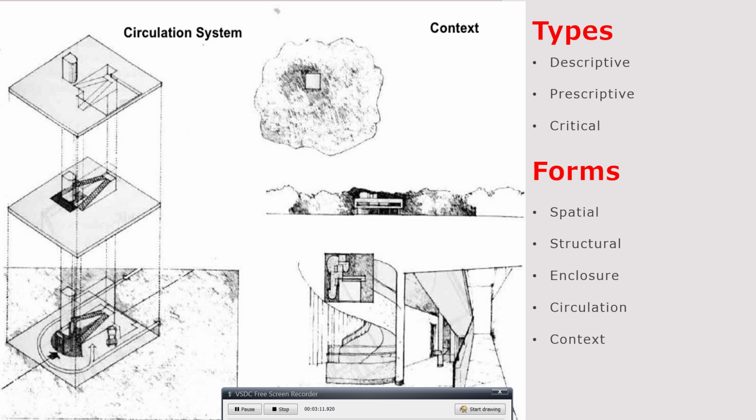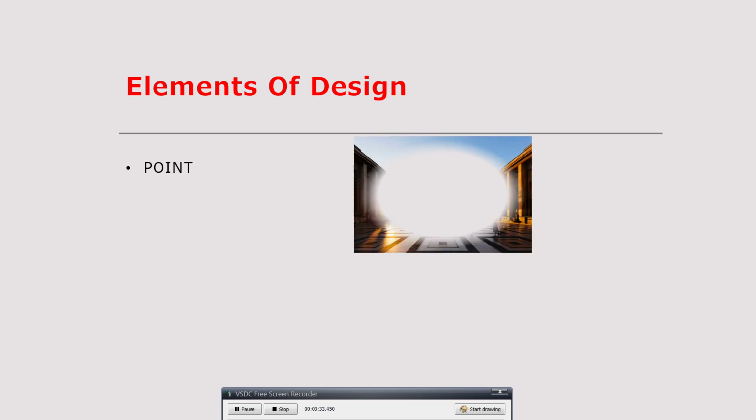Circulation system, ito naman yung mga ginagamit sa utilities like hagdan, ramps, escalator, elevator, yan. And then next is the context. Context, ito yung ibig nilang sabihin is yung meaning o yung idea mismo nung theory na na-apply sa building. Okay?